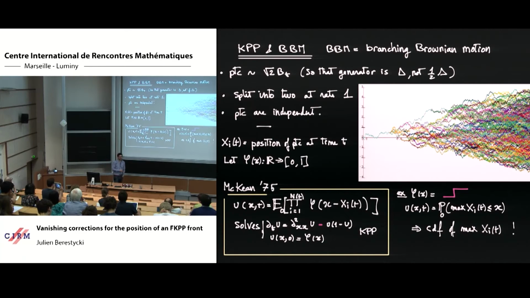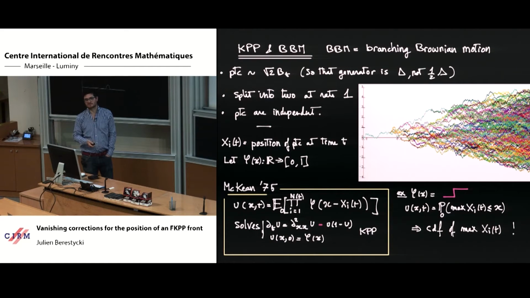It's really remarkable: of course it's Feynman-Kac, but for any initial condition of your PDE, you can represent the solution as an expectation of a functional of branching Brownian motion. The one which is very well known is what happens if you take phi to be a step function like this, at point 0. What is u of x and t? It's the expectation of the indicator function that all those particles are on one side.